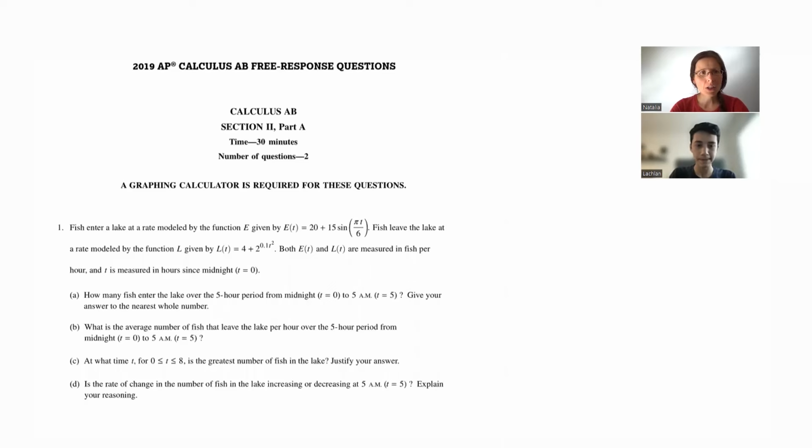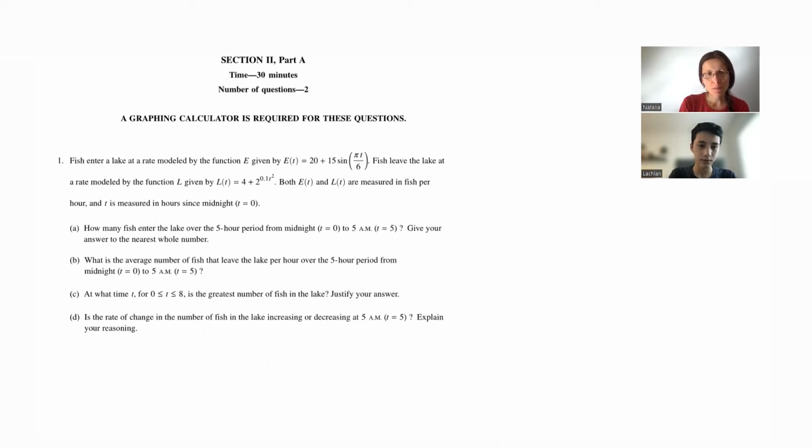This is 2019 AP Calculus AB pre-response question number 1. This is a calculator question. It reads, fish enter a lake at a rate modeled by the function given by this equation. Fish leave the lake at a rate given by another function. Both functions are measured in fish per hour.